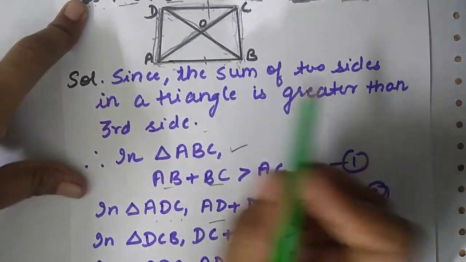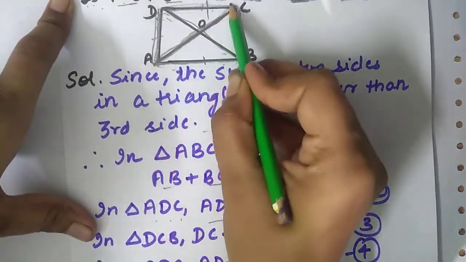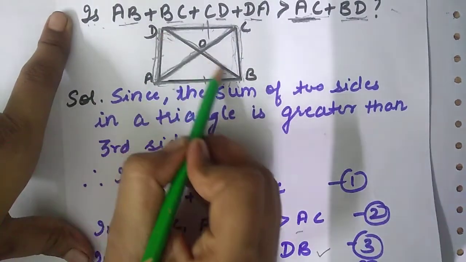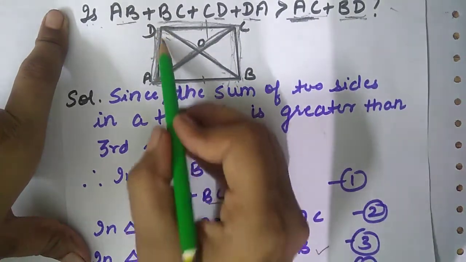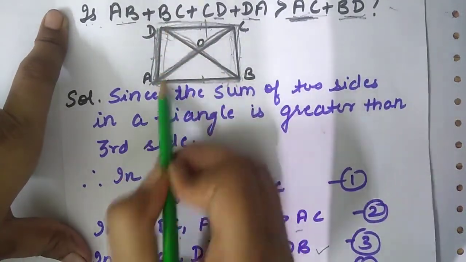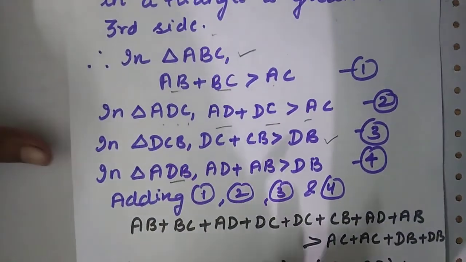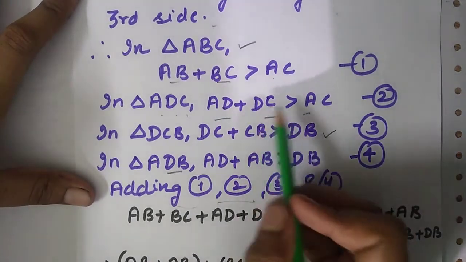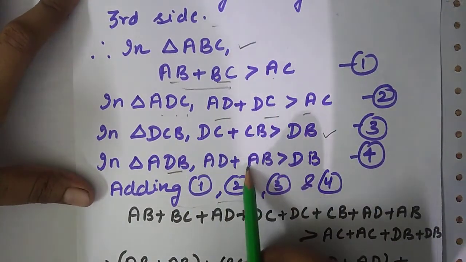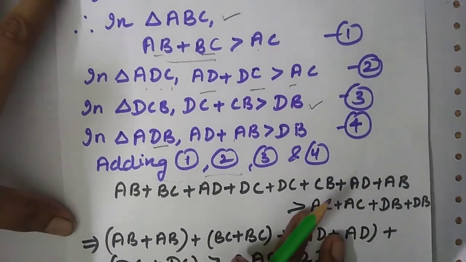Okay, in short, first you have to take triangle ABC, then you have to take DBC, then you have to take this ACD, and then you have to take this one. So you have to take four triangles, and then apply the triangle inequality. Now adding these 4 equations, this is first, second, third, fourth. Left side must be added to left side and right side must be added to right.